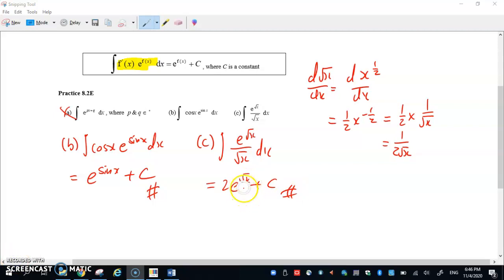Right now if you work backwards, if you differentiate e to the power of root x, what you get is e to the power of root x again times 1 over 2 root x. And in order to remove that additional 2 over here, you need to multiply by 2. And that's why you have this answer over here. So this kind of question requires some observation.